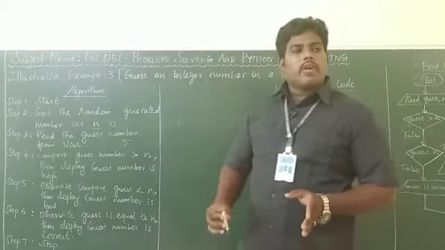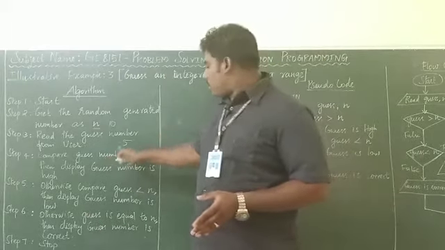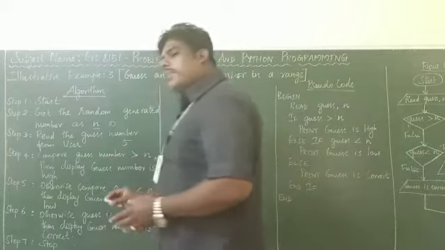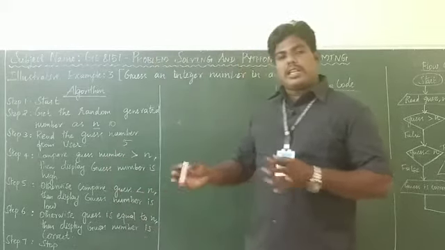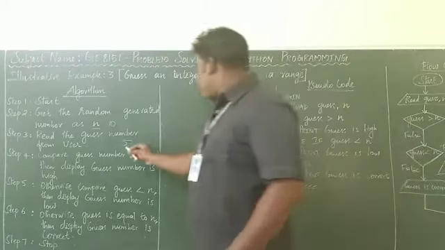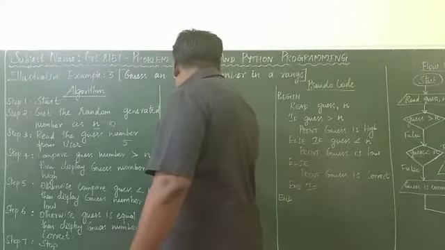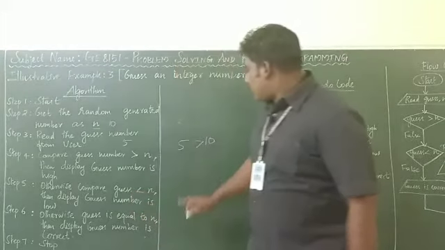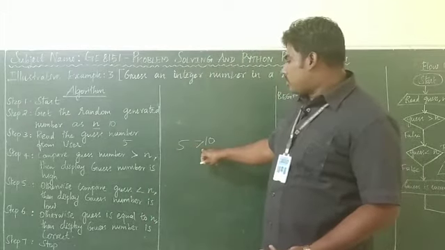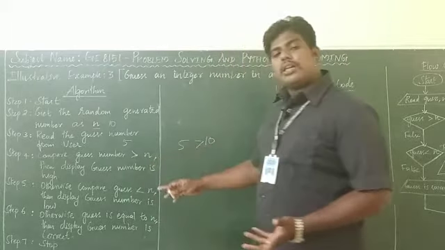The next step is you have to compare the guess number. The guess number is 5. Compare means you have to check the condition, the if condition. You are comparing, you are checking. So compare: is 5 greater than 10? Is the condition true? No, the condition is false. If it were true, it would mean the guess is too high, but it is false.